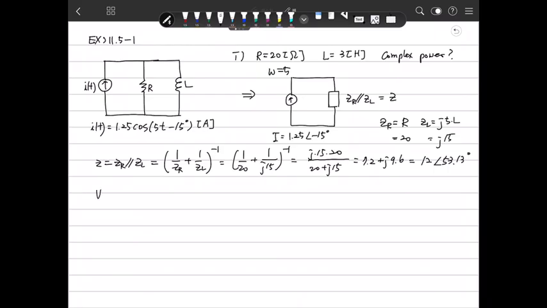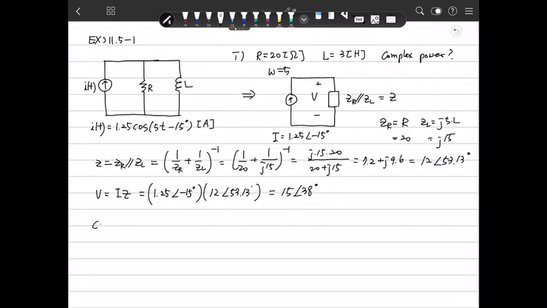So I want to calculate the voltage. This is a voltage V, and V is I times Z. Here I is 1.25 at minus 15 degrees, and Z is 12 at 53.13 degrees. So the result is 15 and the phase angle is approximately 38 degrees.